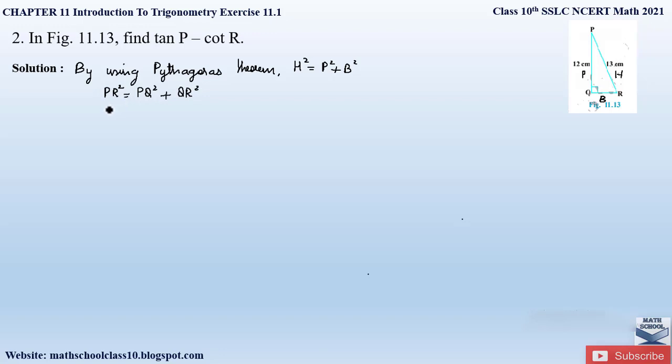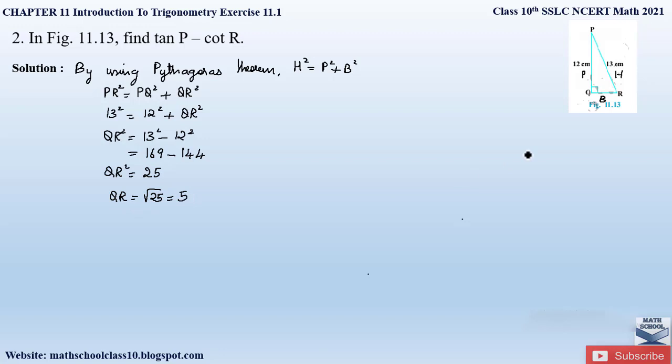So what is PR value? It is 13 square is equal to PQ square, which is 12 square, plus QR square. Since here we have to find out the value of QR, let us send this 12 square to the other hand side. So QR square will be 13 square minus 12 square. So square of 13 is 169 minus 12 square is 144. Subtracting, QR square is equal to 25. So value of QR will be square root of 25, which is 5. So QR value is equal to 5 centimeters.